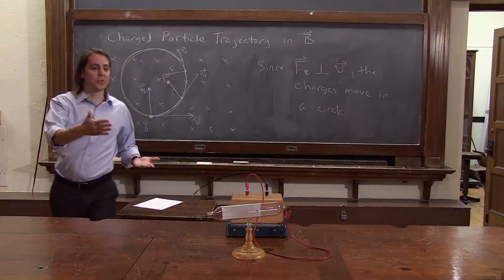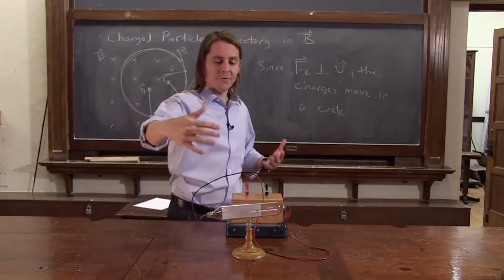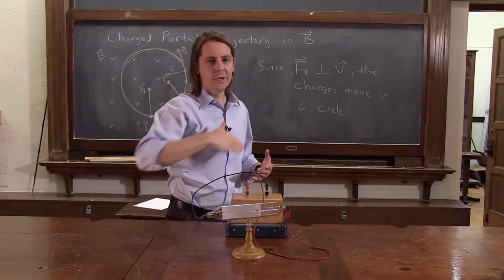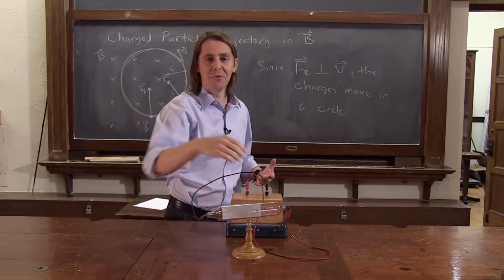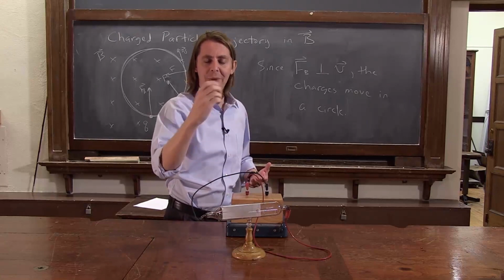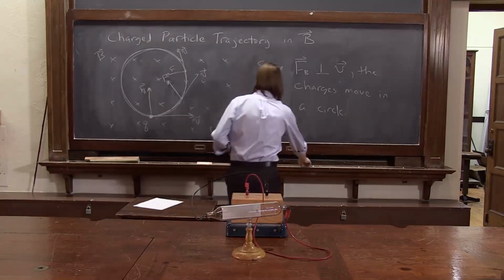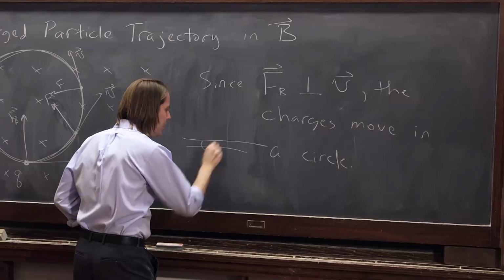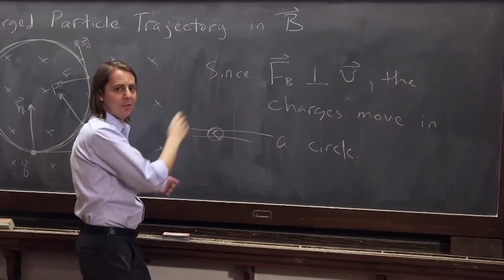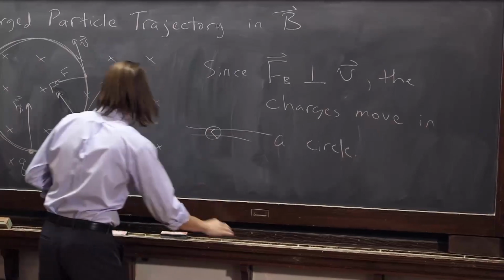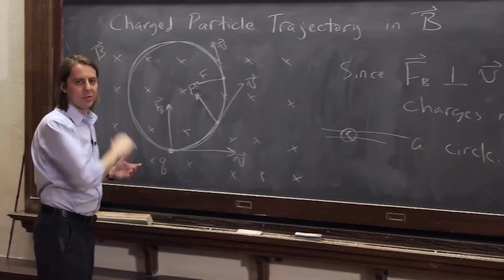The reason these don't go in a circle is two reasons. One is for the field we're generating, the radius of the circle is really big, much bigger than the tube. And also, this magnet does not make a uniform field. It's just making a little local field right on the beam. It's just enough to deflect it. That's why we're just seeing a deflection. But in a large uniform field, those charges just go in a circle.